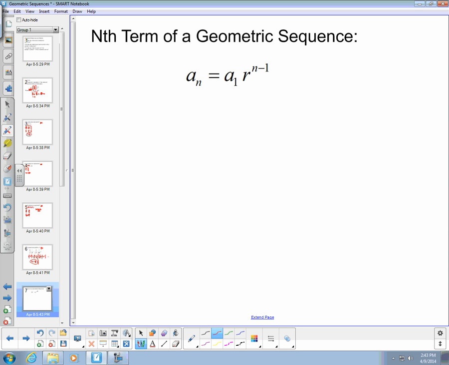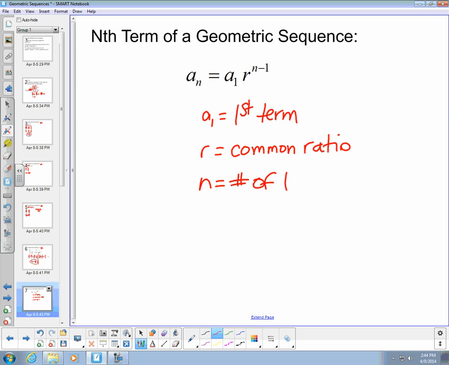Okay, now let's talk about what those variables mean. a sub 1 is the first term of your sequence. The r, again, is the common ratio. The n is the number of the term. And then a sub n is how we denote the nth term.